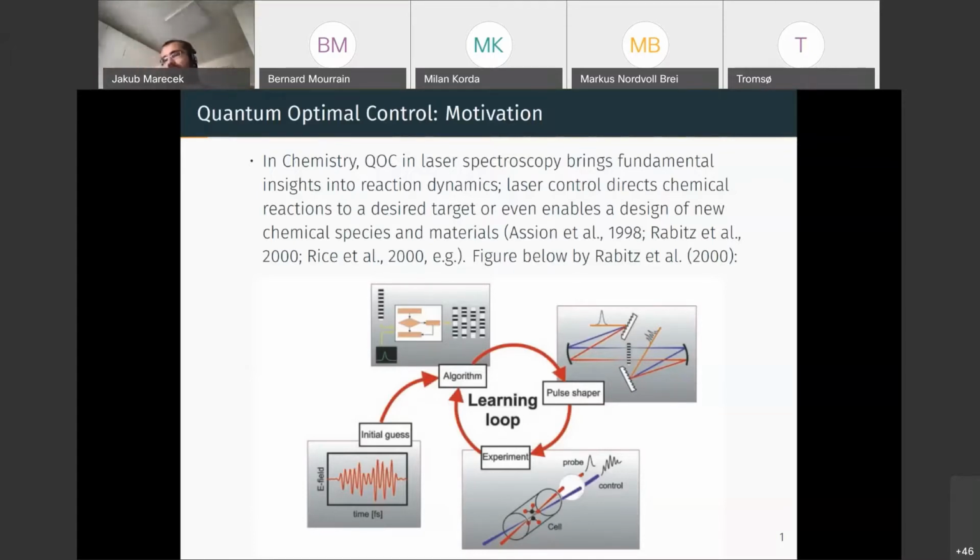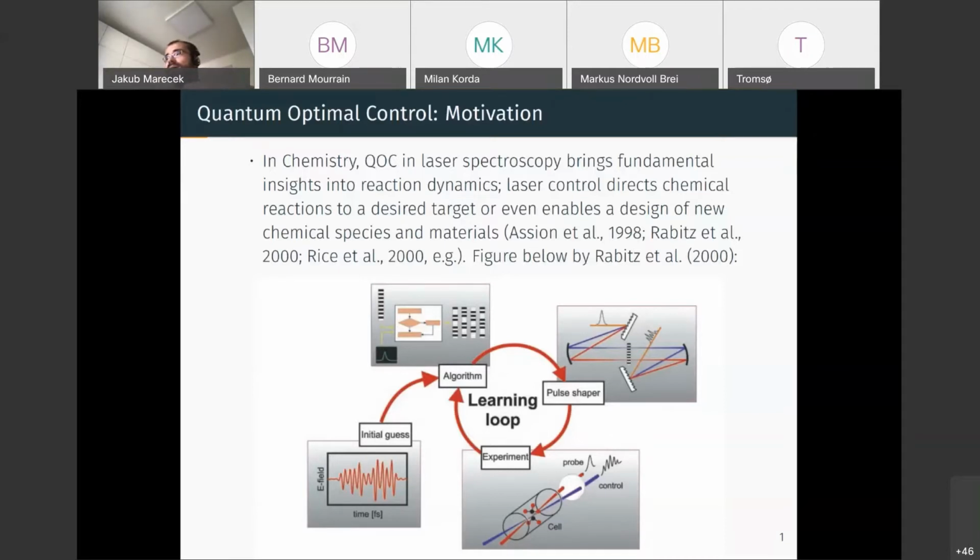The closed loop is obviously very different from the closed loop control you have seen in Sabine's talk, because here all of the measurements are destructive. So you can't have this notion of a feedback control you would have in other settings. But this is huge, right? The sort of a chemistry is huge. The laser spectroscopy is one small application out of many in chemistry.